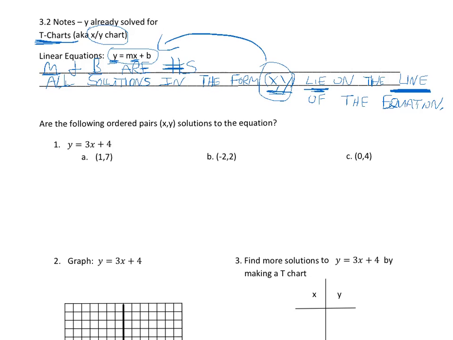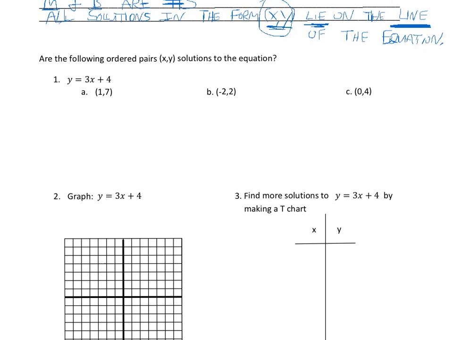Let's look at the first example. Okay, the first example, we're given a linear equation, y equals 3x plus 4. This is like saying the m is the 3, the b is the 4. And we're asking ourselves, are the following ordered pairs solutions to the equation? Well, how do we check this? Basically, if we look at the first one, 1A, (1, 7), the 1 is x. The 7 is y. I'm going to plug these values into this equation and see if I get the same number on both sides.